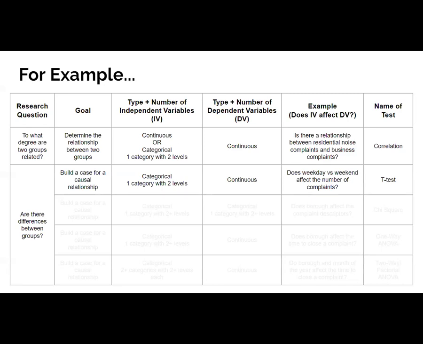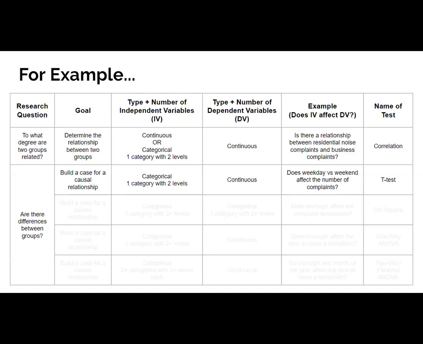But at least know, for now, the independent variable can be continuous or it can be categorical. But the dependent variable has to be continuous. It cannot be categorical. So then an example is a relationship between residential noise complaints and business complaints. And then the name of the test is the correlation.